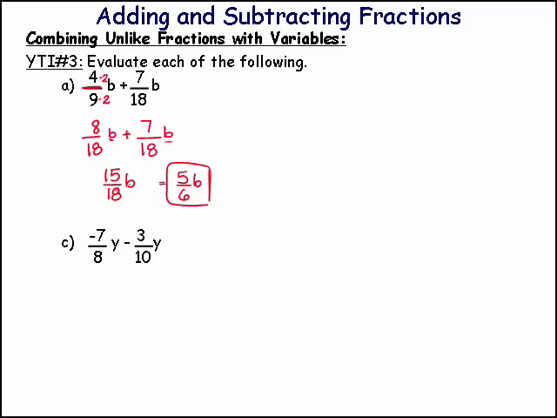Okay, how about this one? Negative 7/8 y minus 3/10 y. Okay, what do we have to do here? Again, finding the least common denominator. And what is our least common denominator here?